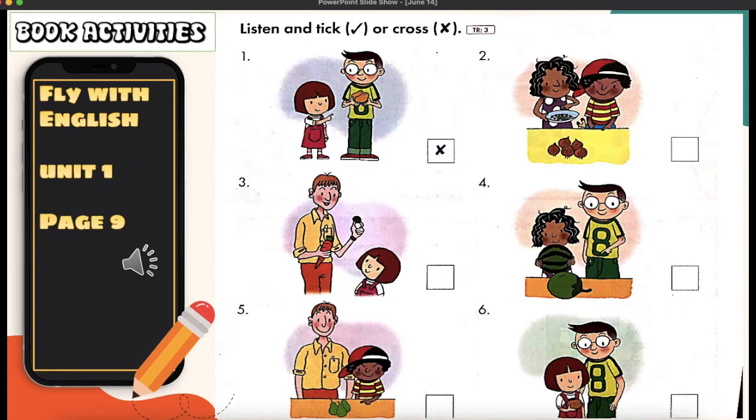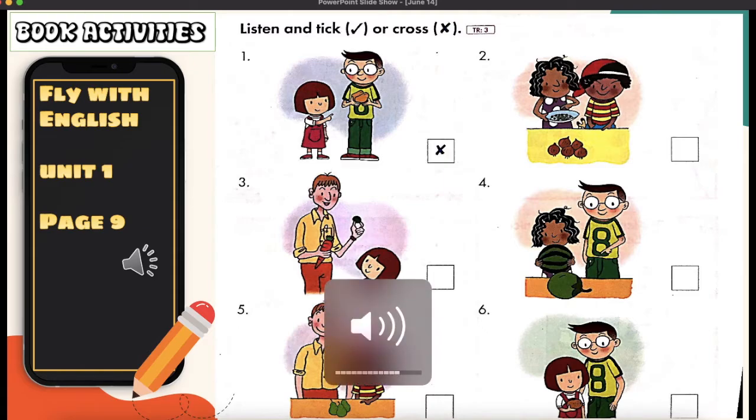Okay, are you there? Okay, here, listen and tick or cross. Listen to the audio carefully, and you just have to tick or cross whether it's correct or whether it is wrong, alright? Now let's listen. Are you ready? 1, 2, 3, go. Track 3. Listen and tick or cross.